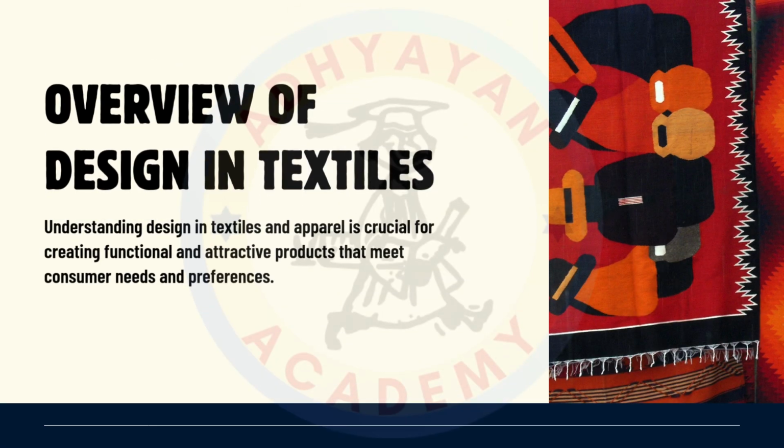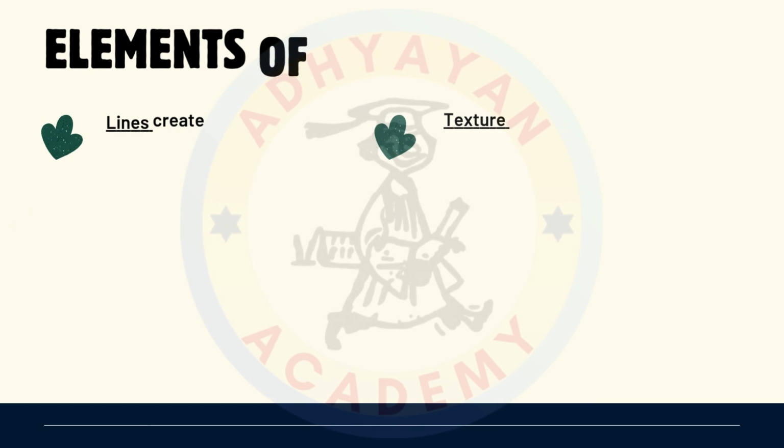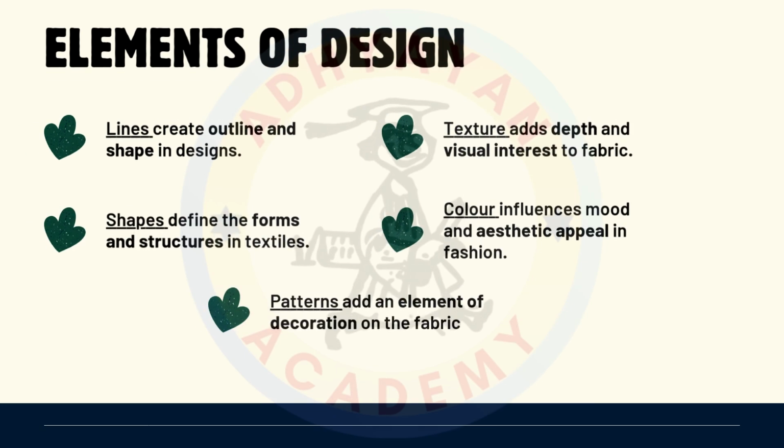Design in textiles and apparel is about both looking good and being functional. It connects with culture, personality, and current fashion trends as per consumer needs and preferences. A well-designed garment enhances comfort, makes the wearer look attractive, and even communicates identity and social messages. The basic elements of design are line, shape, texture, color, and pattern.